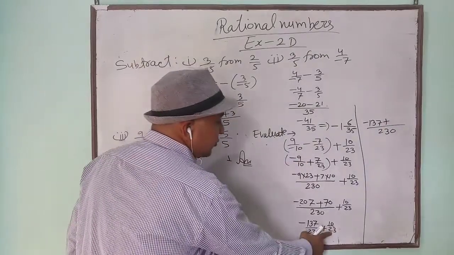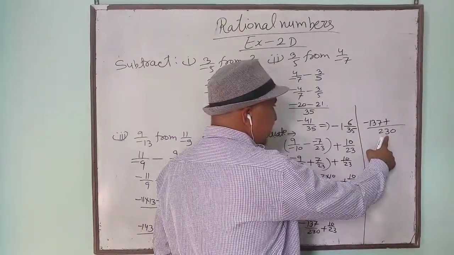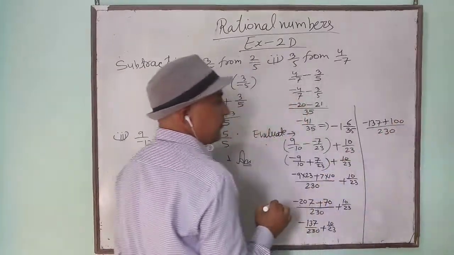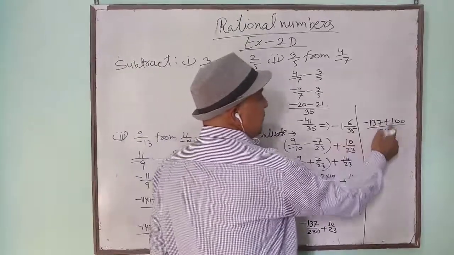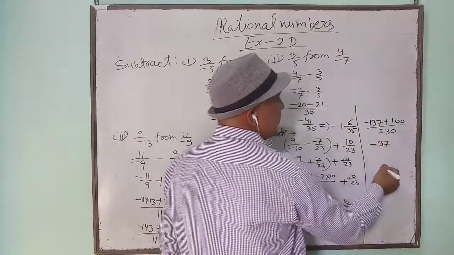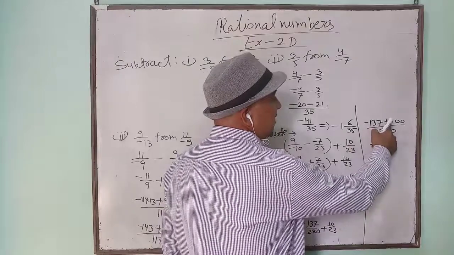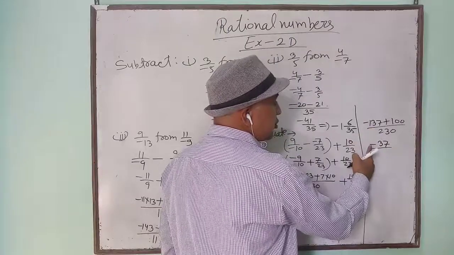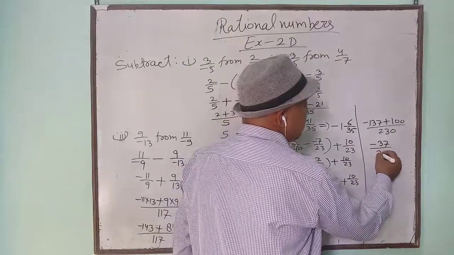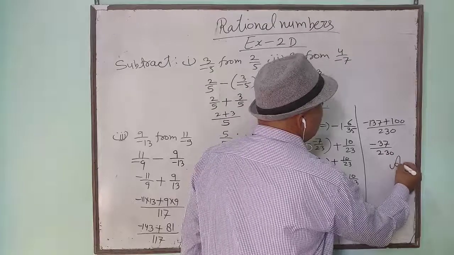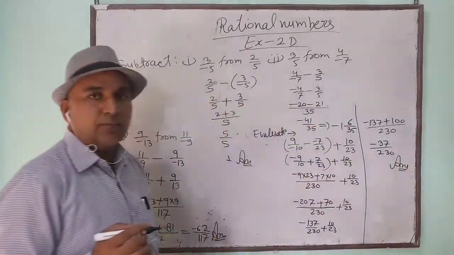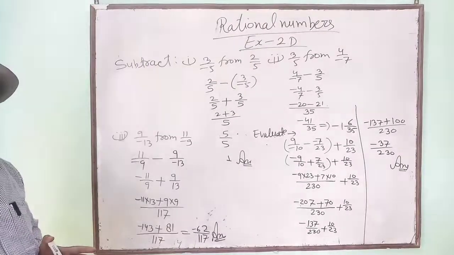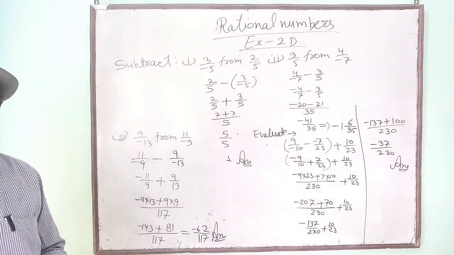Then plus 23 dividing 230 coming 10 is multiplied by numerator 10, so 10 into 10 is 100. Now minus 137 plus 100 will be minus 37, because this is negative and 100 is positive. So subtraction will take place, and the larger number has negative sign, so the result is also negative. So minus 37 upon 230 will be the answer. Okay children, now this is the subtraction. Note down these questions, and I am going to give you some questions as homework.